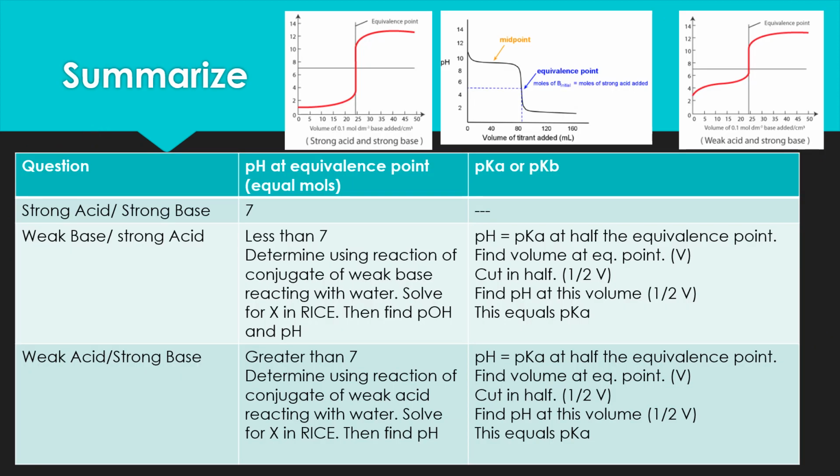Okay, this just gives us a quick summary of our titration curves. If we have a strong acid and strong base, they're going to have a pH at the equivalence point of 7. So this is our example titration curve. This would be a strong acid titrated with a strong base. So we start with the acid, we end with the basic.